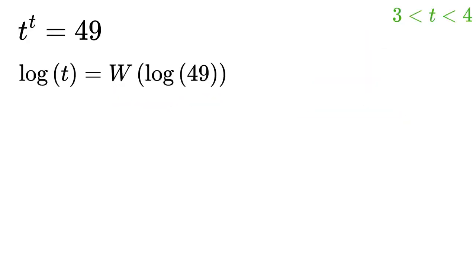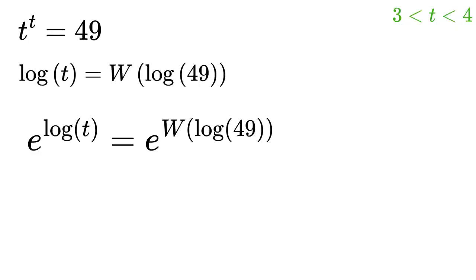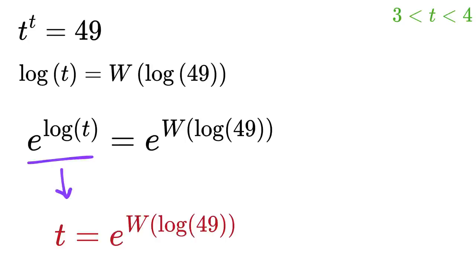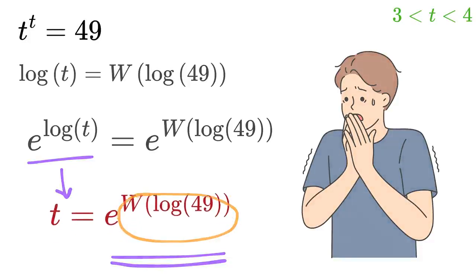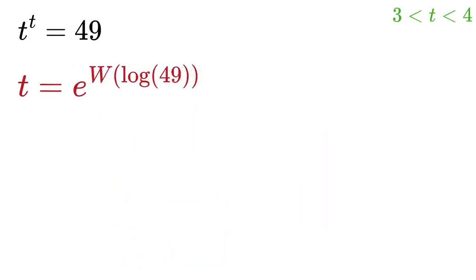Now, we do not need the log of t, but we need the value of t. So, to solve it further, we will create the base of e on both sides. This will give us e raised to the log of t equals e raised to W of log of 49. Now, e raised to the log of t is t, and this is our right-hand side. Again, do not be scared of this term, as this was a constant, so e raised to this term is also simply a constant.